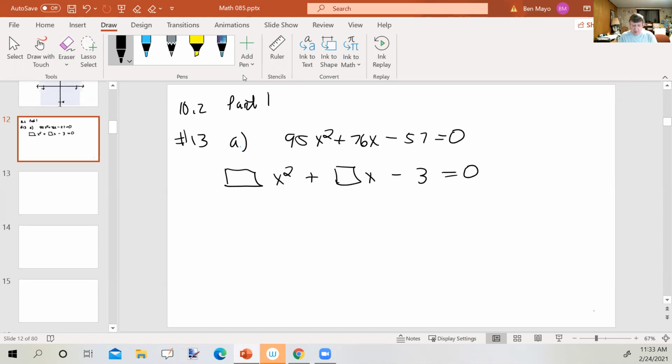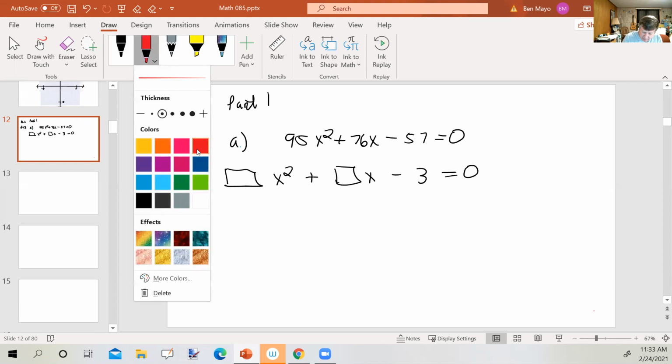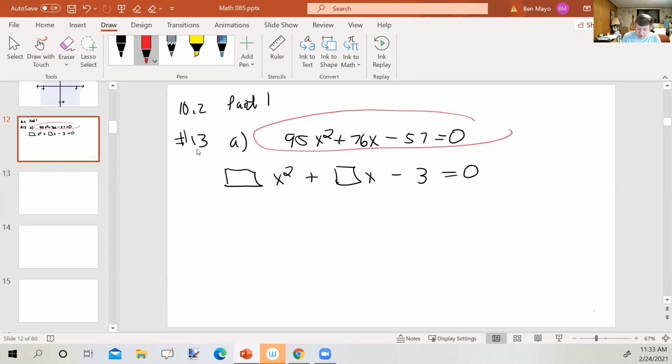equals 0. Well, the clue to this is they're going to take this equation and reduce it down so that the constant is a 3. How do you get from 57 to 3? Well, let's see. 57 divided by 3 is 19. So 57 divided by 19 would be 3. So basically what they're doing is they're factoring out a 19, or they're dividing each piece by 19, okay?